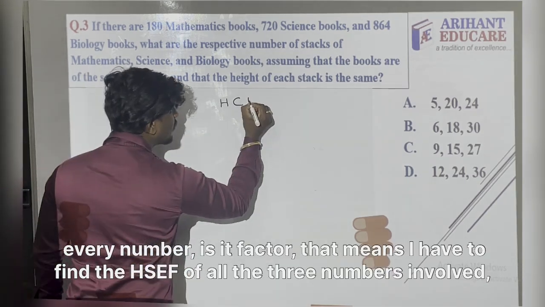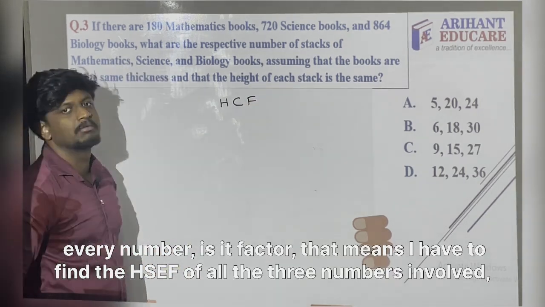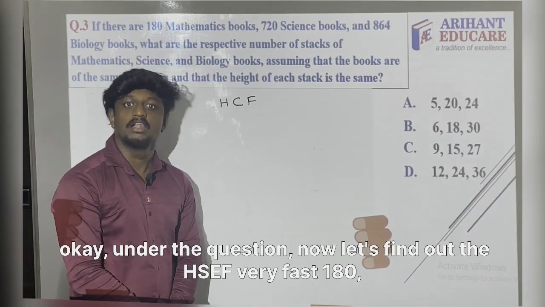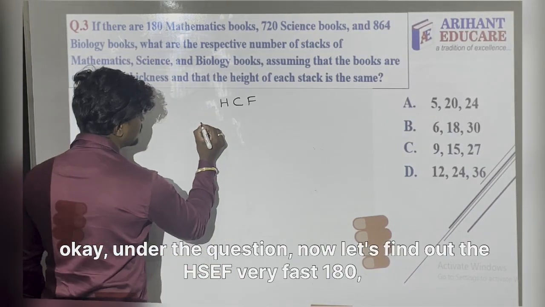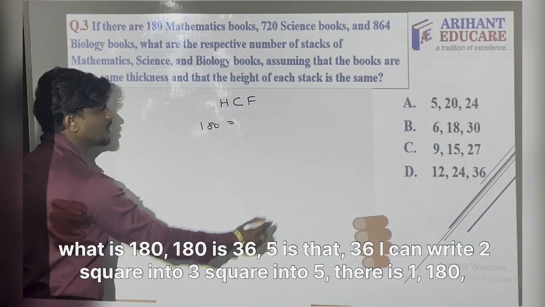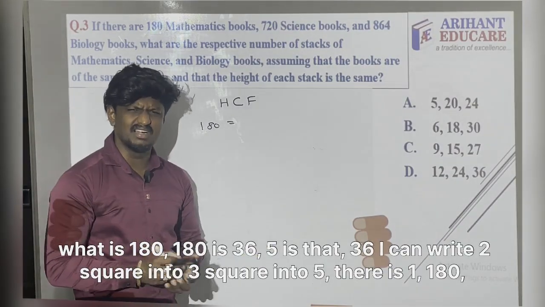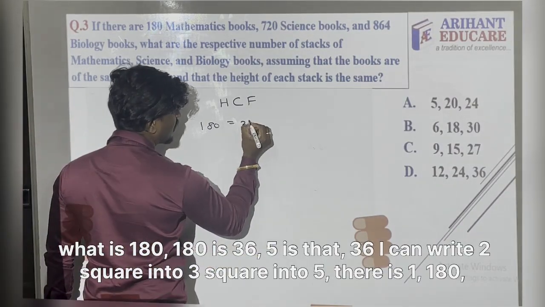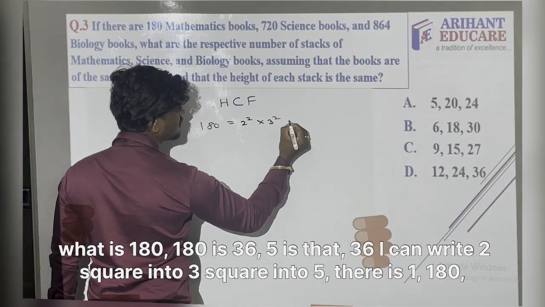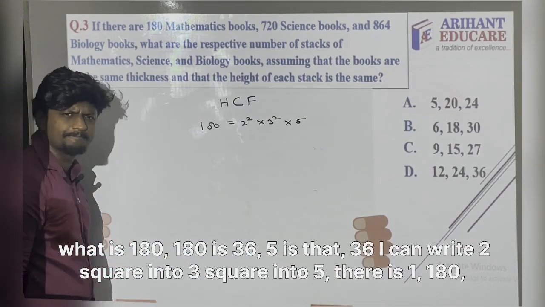That means I have to find the HCF of all the 3 numbers involved. Okay, understood the question? Now let's find out the HCF very fast. 180, guys. What is 180? 180 is 36 5s are 36. I can write 2 square into 3 square into 5. That is what 180 is, right?